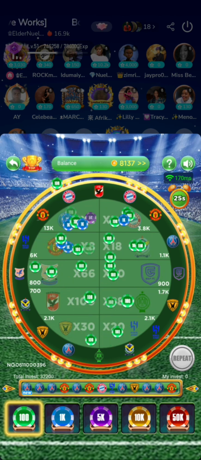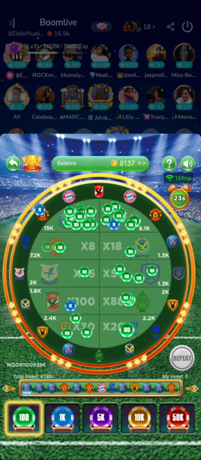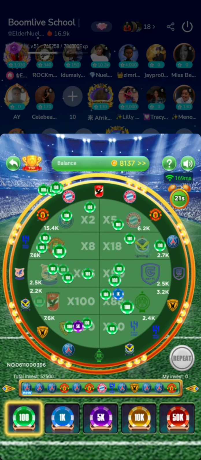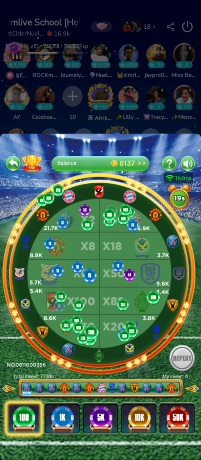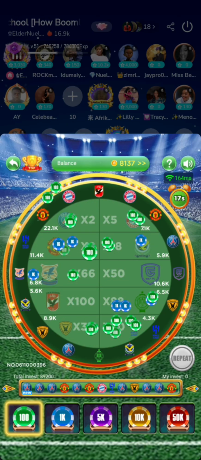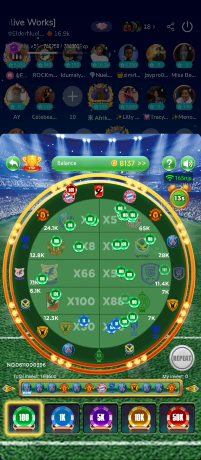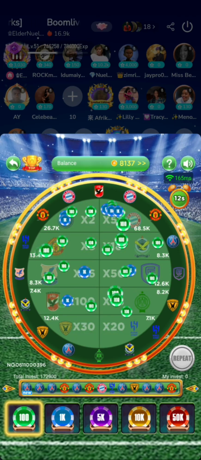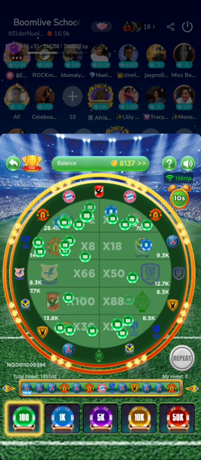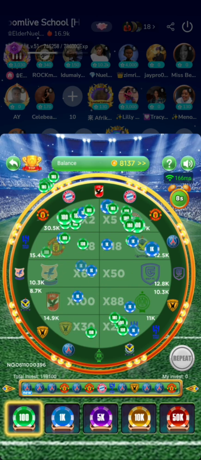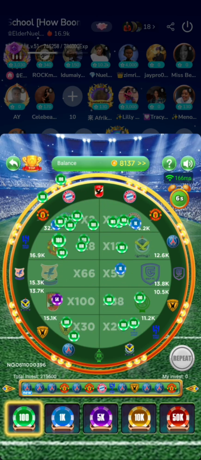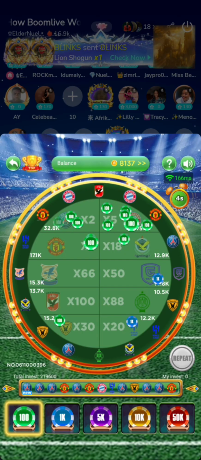So how you select is, you can see the numbers in the middle: times 2, times 5, times 8, times 18, times 66, times 50, times 100, times 88, times 30, times 20. So you can select all the numbers. You can put small coins on the big numbers and bigger coins on the smaller numbers.